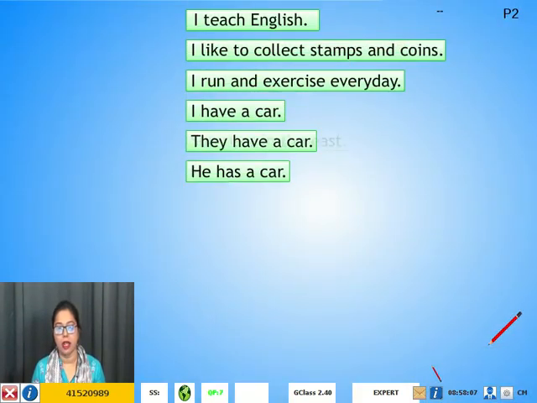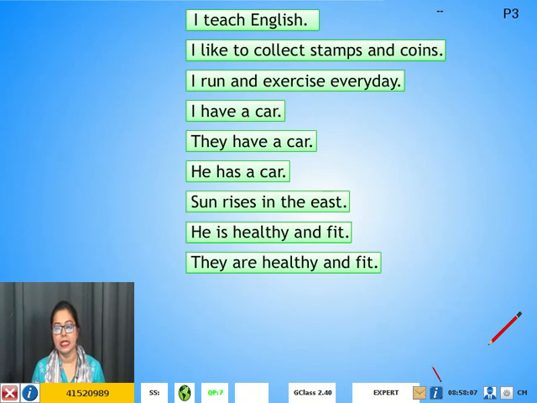So now here on the screen, we will see certain sentences popping up which we have discussed earlier. Your duty should be to have a look at each and every sentence carefully. The first sentence that is coming up on the screen is I teach English. Do you remember the teacher was writing this sentence on a blackboard, I teach English? Number two is I like to collect stamps and coins. Number three, I run and exercise every day.